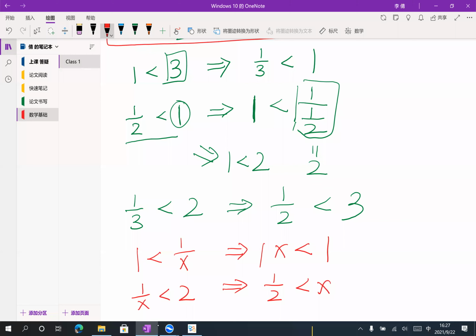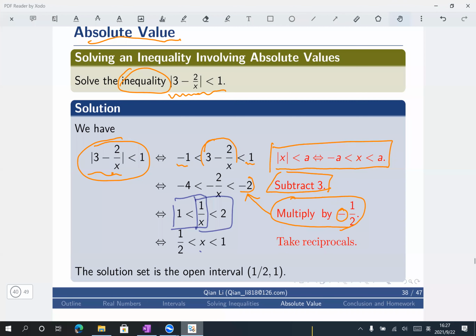Yes. So together from this we can get x is larger than 1 over 2 and smaller than 1, right? Yes. Okay, got it. Understand? I have got it.